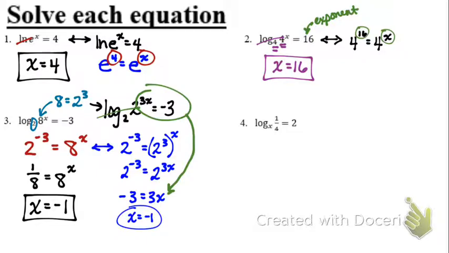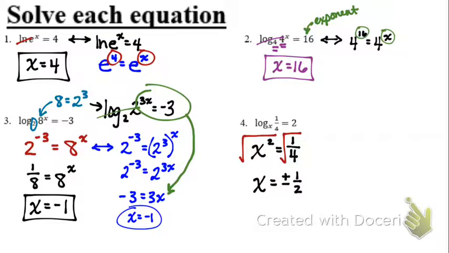Talk to me about number 4. x squared equals 1/4. Square root of both sides. How many answers are we going to end up with? 2. What are those 2 answers? Plus or minus 1/2.